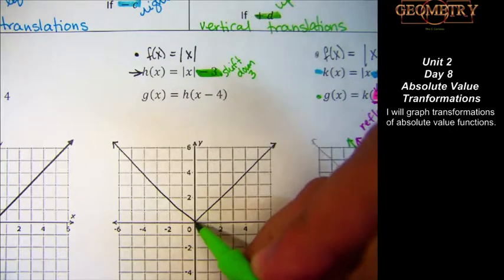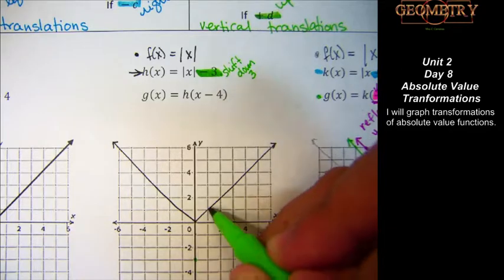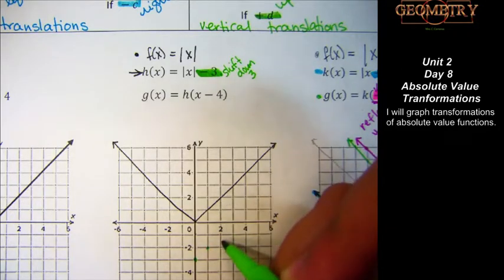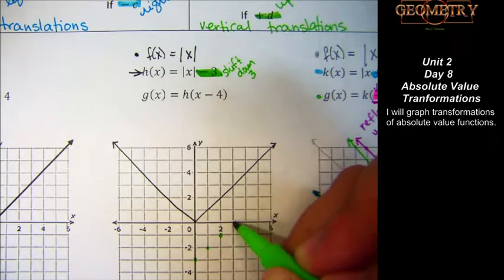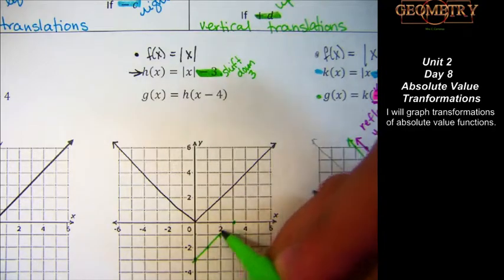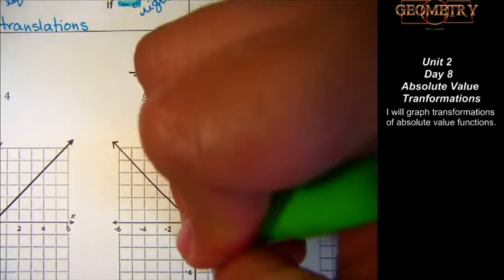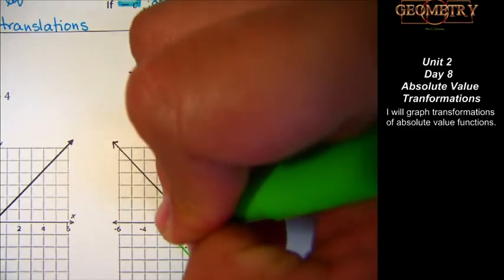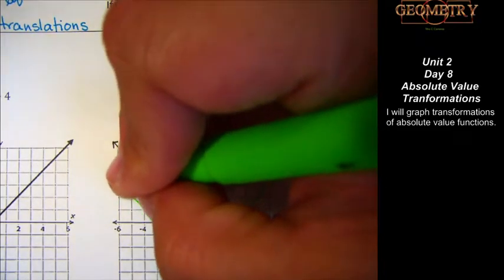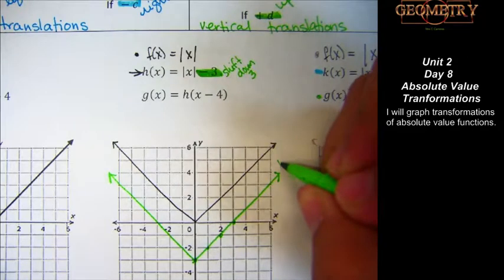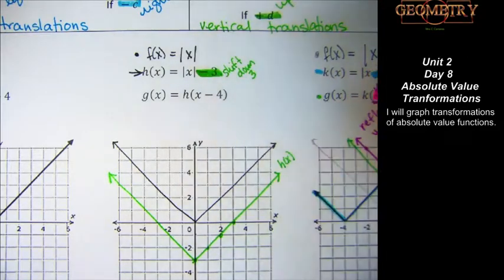So that means I'm going to shift this entire graph down 3 units. So this point is going to go 1, 2, 3. This point 1, 2, 3. And it looks like it's just doing that. And then same thing on the other side. And this is the h of x function.